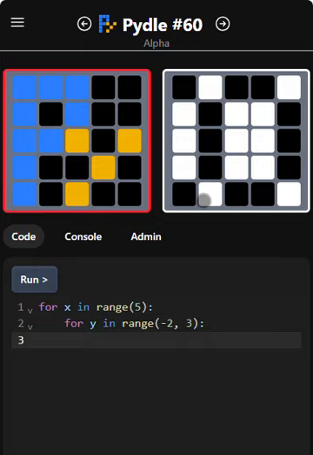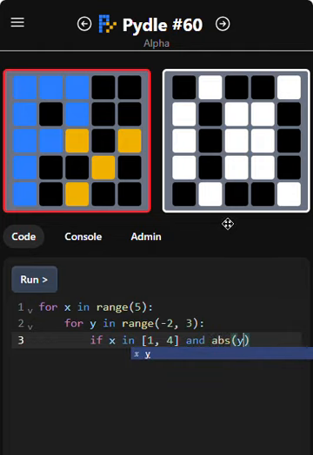Okay, so we're going to need an if statement. So let's do these 4 pixels. Not quite at the corners, but the corners kind of that ellipse part of the symbol. So for that, we're going to say if x in 1, 4, that's column 1 and column 4, and the absolute value of y equals 2.